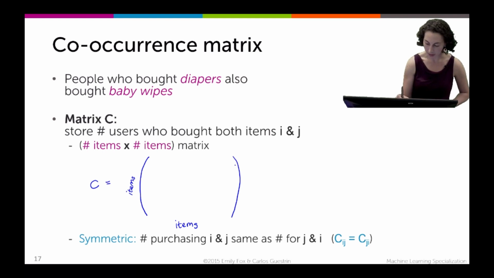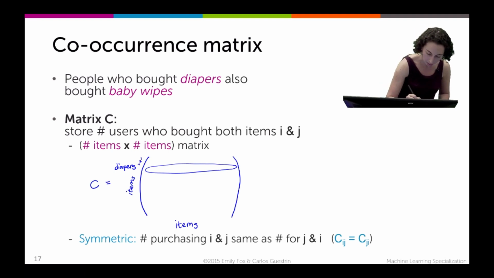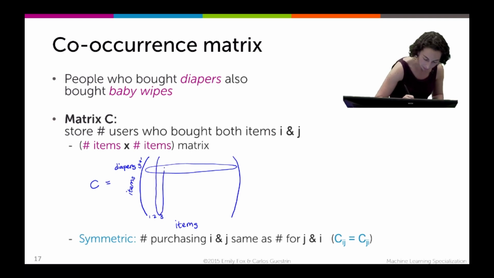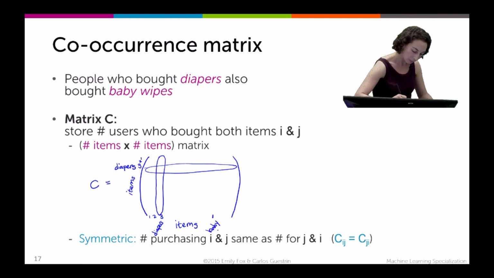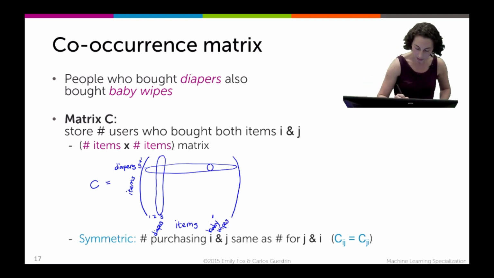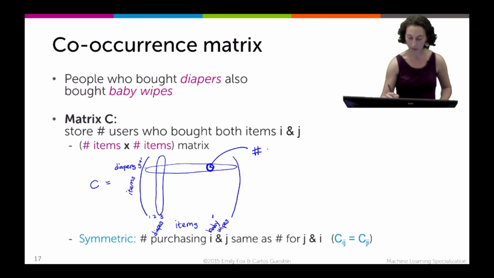For example, maybe this row of the matrix is the row corresponding to diapers, and if this is, let's say, the third row, then the third column of this matrix corresponds to diapers as well. If I want to say that many people purchase diapers and baby wipes, let's look at the row for diapers, and then scroll over to the column for, let's say, baby wipes. In this entry of the matrix there's some number entered, and that number represents the number of people purchasing both diapers and baby wipes.